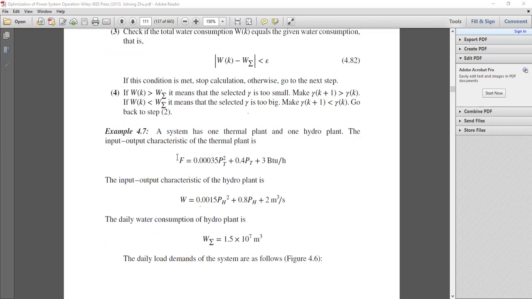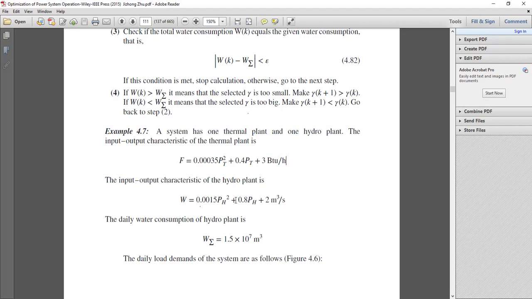So as I said, in this example we have one thermal power plant and one hydropower plant. The input output characteristics of the thermal plant is this f. So this is like a quadratic function. The input output characteristics of the hydro plant is also quadratic in nature. The fuel cost function for the thermal plant is purely a function of the real power output from the thermal plant. At the same time, the W value, that is the input output characteristics, is determined by pH, that is how much water consumption will be required. So W is basically a function of pH.